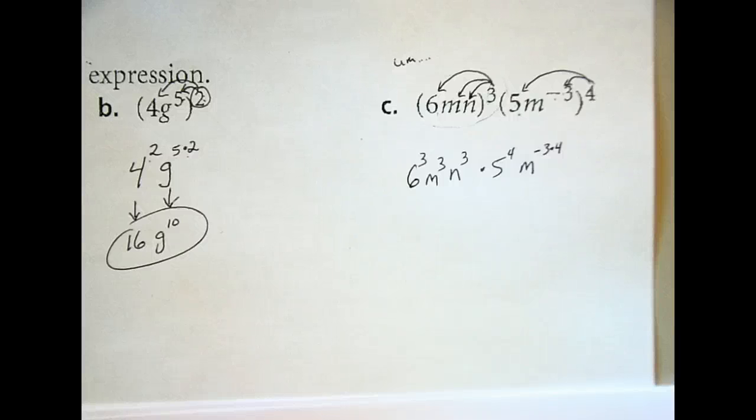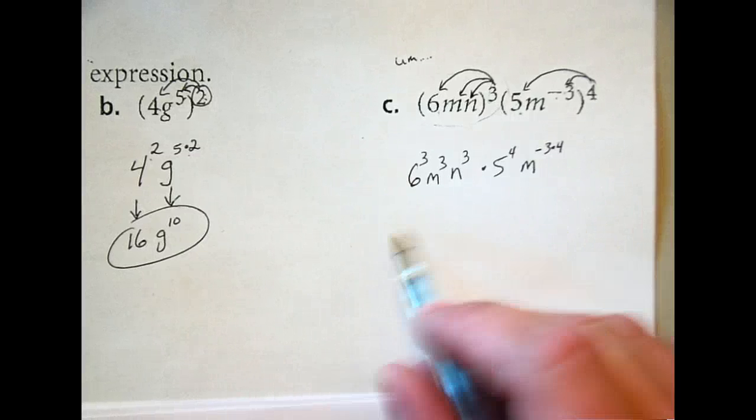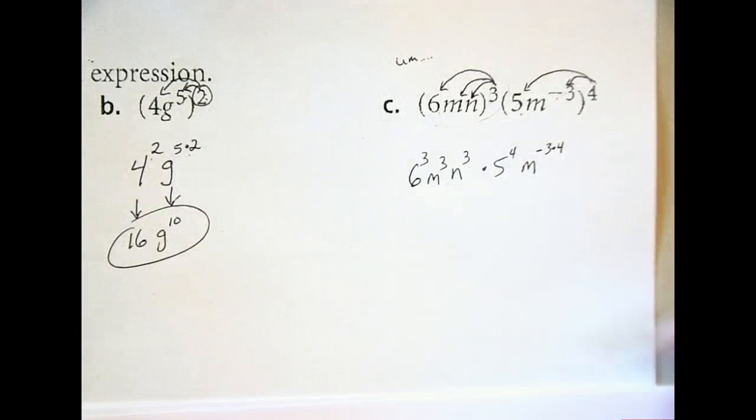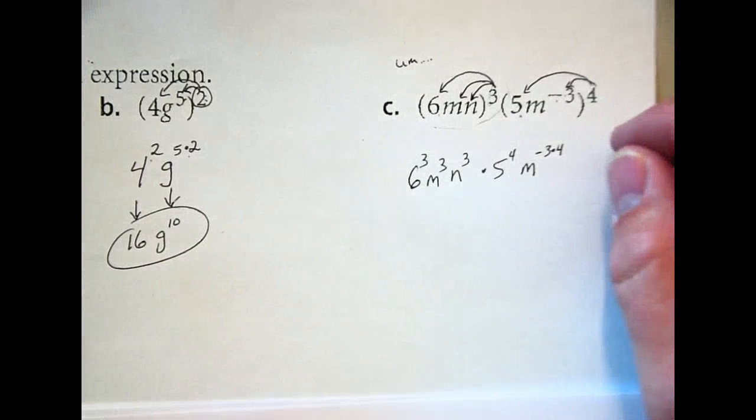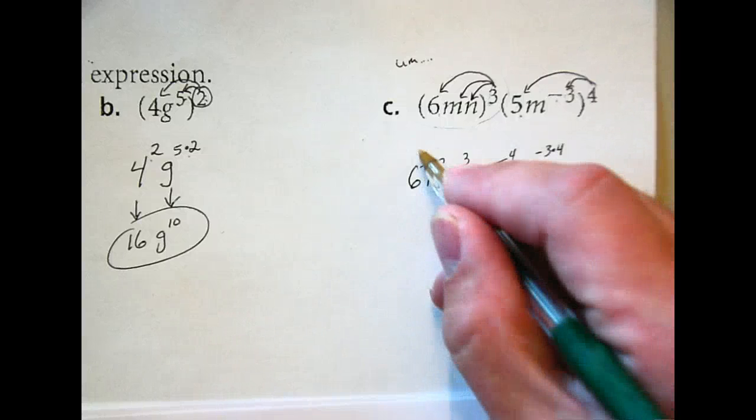Michaela, what do I do from here? You do 6 to the third power. Okay, what do we get?